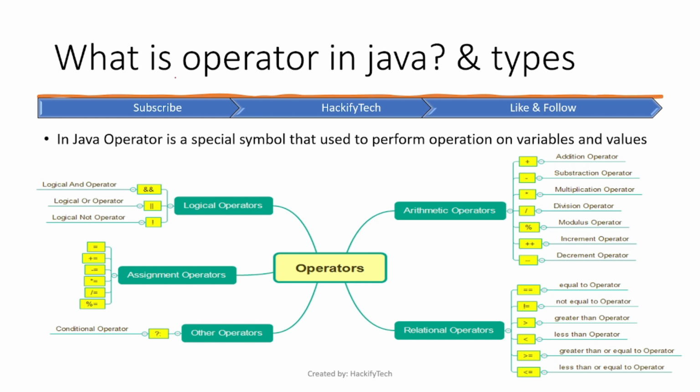So in this series, the first question we have is: what are operators? An operator is nothing but a special symbol that is used to perform a mathematical operation on variables, or it could be on values.